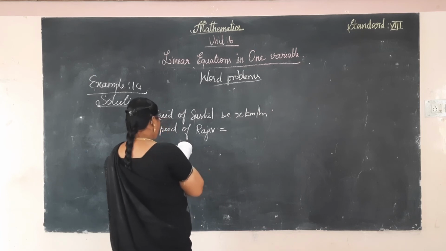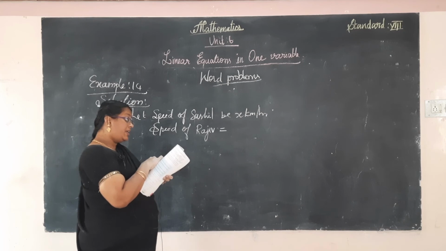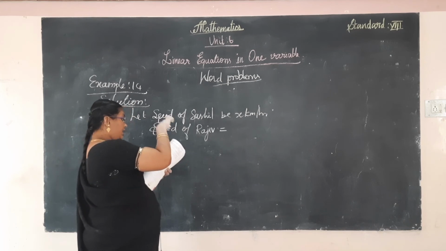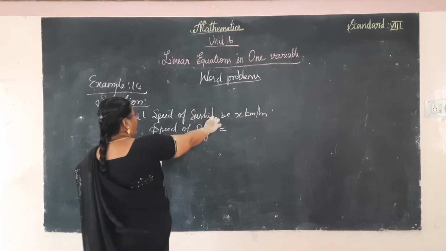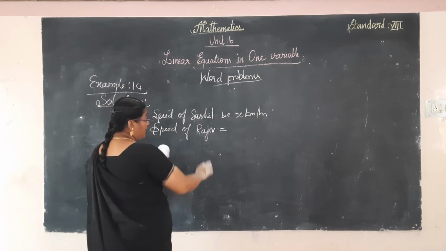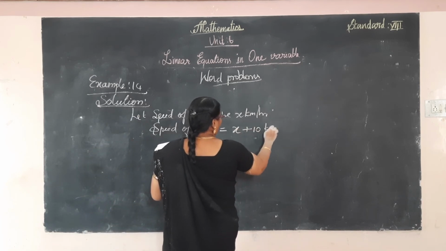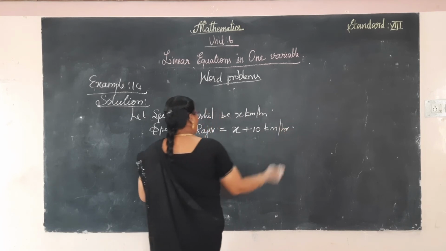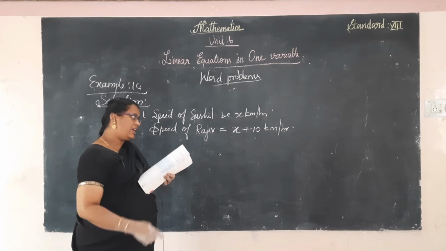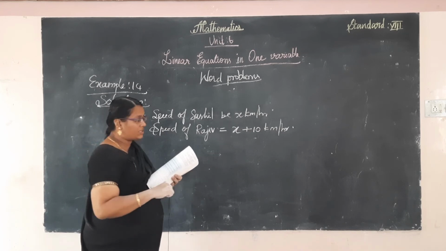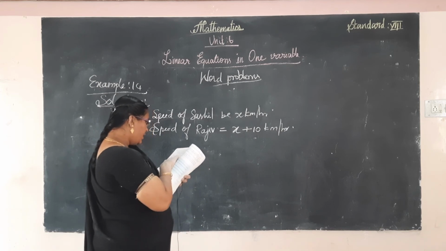Why? The condition is given. The speed of Raj is 10 km per hour more than the speed of Suzel, and Raju is the one going faster. So we have to add. Understand the question? More than means we have to add. Increased also we have to add. Less or decrease we have to subtract. So speed of the Raju is equal to x plus 10 kilometer per hour.